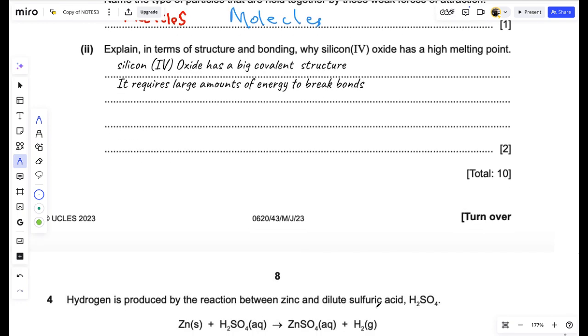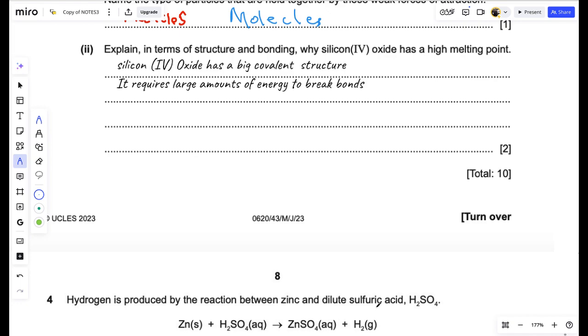Explain in terms of structure and bonding why silicon 4 oxide has a high melting point. Remember, silicon 4 oxide is similar to diamond. The structure is similar to that of diamond. Silicon 4 oxide and diamond have very strong bonding. Silicon 4 oxide has a very big covalent structure. That's why I say it's like diamond. Diamond has a very big covalent structure, where every carbon atom is bonded to other carbon atoms.